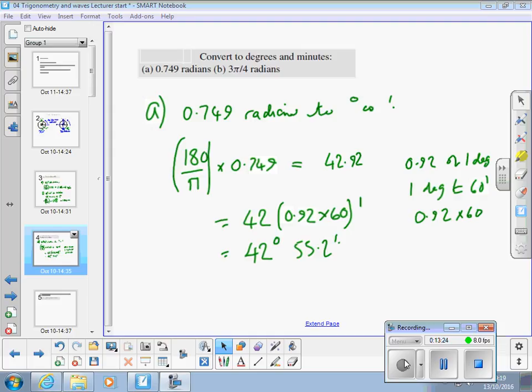So 42 degrees, 55.2 minutes. So we can have our angle measurements in decimal fraction degrees, or we can convert the decimal part of it to minutes. That's appropriate. Okay.